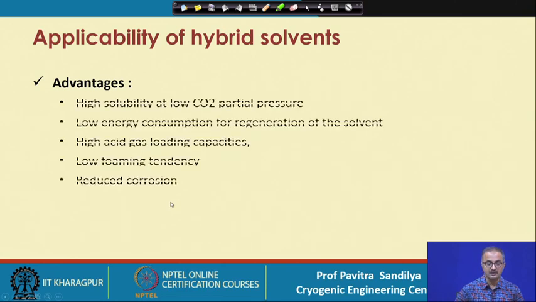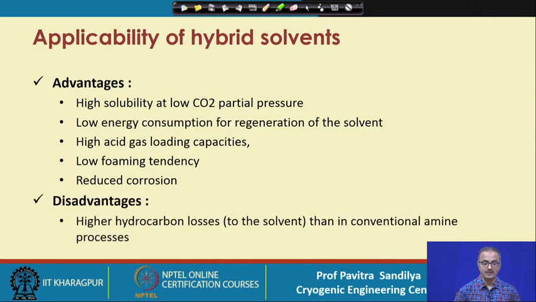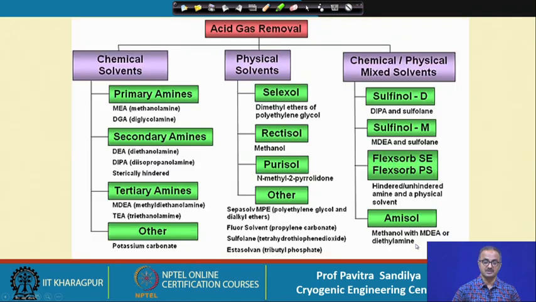These are the applicability of solvents. The advantages are their high solubility at low carbon dioxide partial pressure, their low energy consumption for regenerating the solvent, and they have very high capacity to remove the acid gases. They do not foam much, and they have very low corrosion tendency. The disadvantage is that there will be high hydrocarbon loss to the solvent compared to the conventional amine processes.